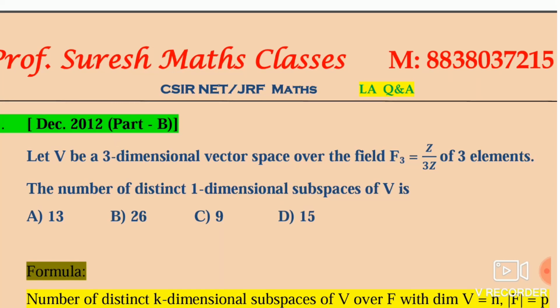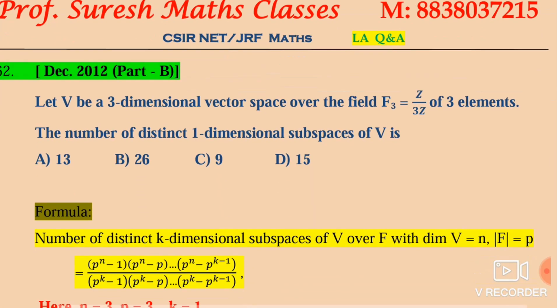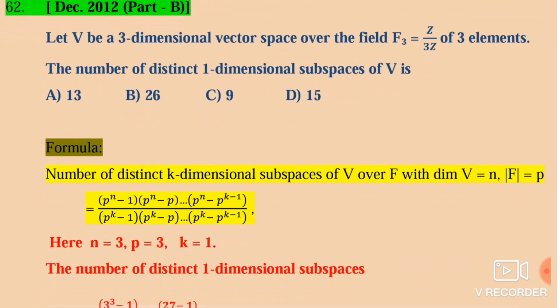December 2012, part B. Let V be a three-dimensional vector space over the field F3, that is equal to Z by 3Z, Z over 3Z of 3 elements. It is equivalent to Z3. The number of distinct one-dimensional subspaces of V is. So this is a direct question. I here give a formula.